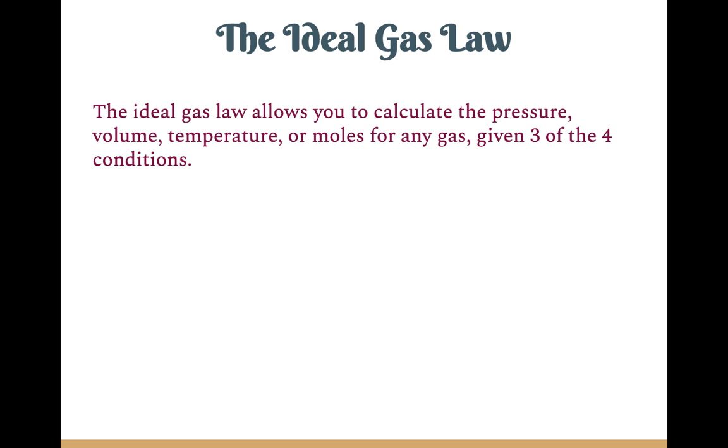So what the ideal gas law allows you to do is calculate the pressure, the volume, the temperature, or the moles for any gas if you've got 3 out of the 4 conditions. Whereas with the combined gas law and the other gas laws, you had to have a gas that was changing conditions in order to calculate anything, with the ideal gas law, you don't have to have a change in conditions. You just need to know that information about that gas.